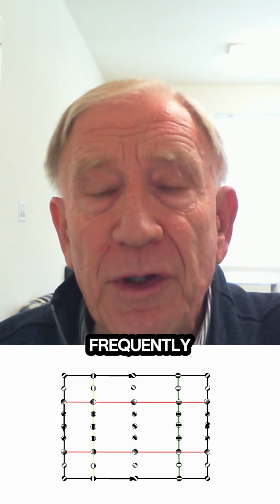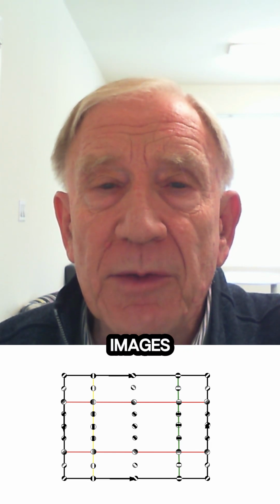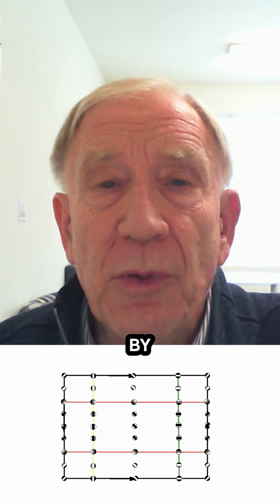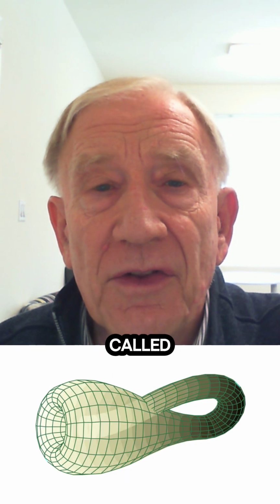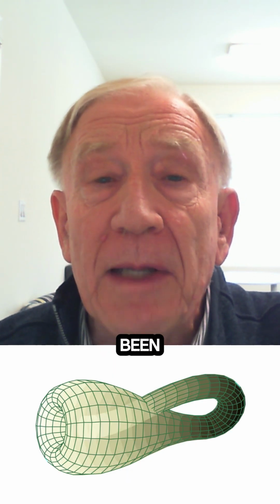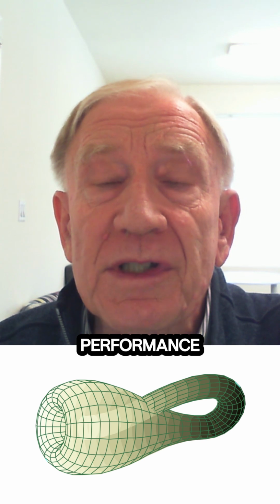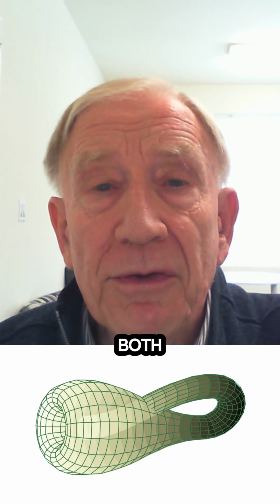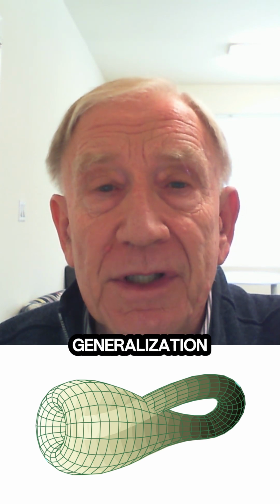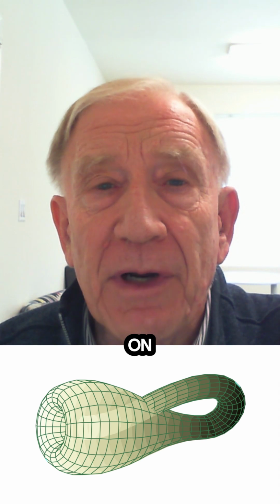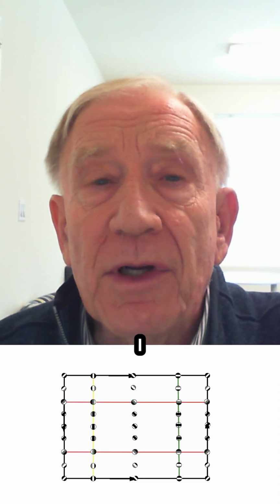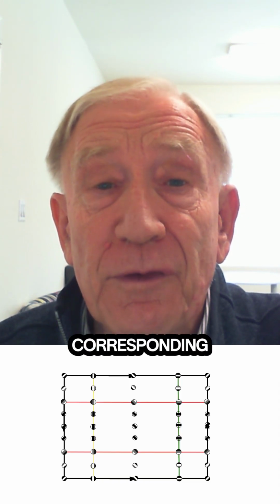Recently, we saw that frequently occurring patches in natural images can be parameterized by points on a two-dimensional surface called the Klein bottle. What we've been able to do is to improve the performance of convolutional neural nets, both in speed of learning and generalization, based on this parameterization. Today I want to talk about the corresponding surface for video.